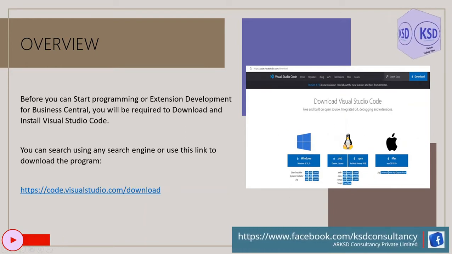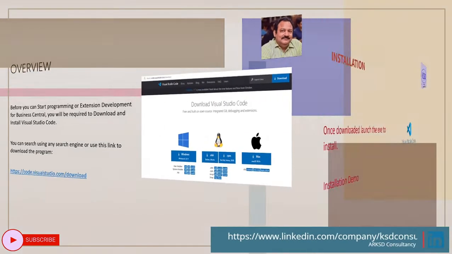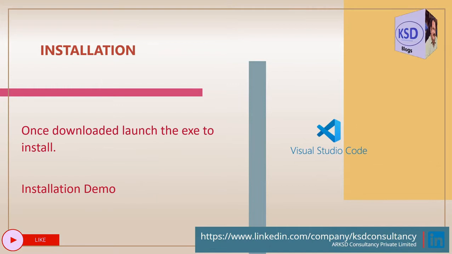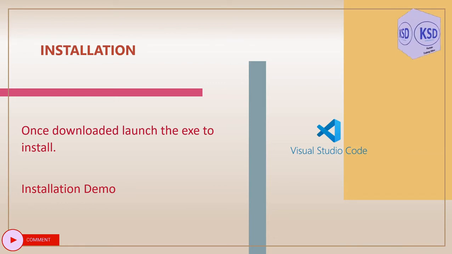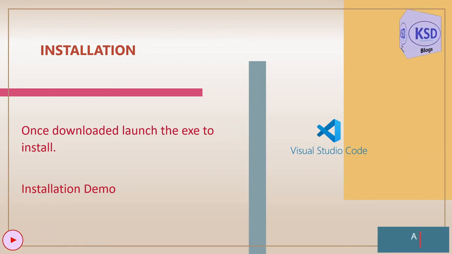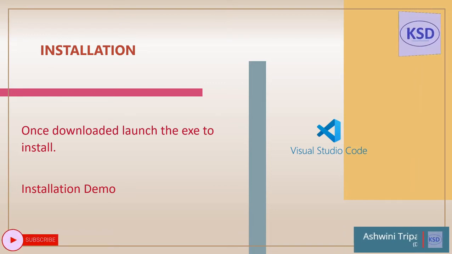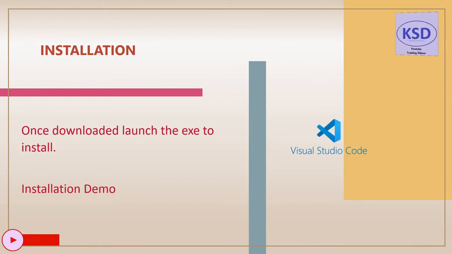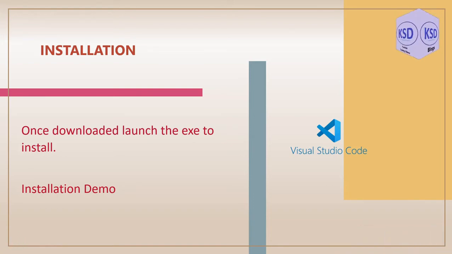Once you are done with the download, you will have to locate the downloaded file and start your installation. It's a very straightforward and simple installation. You have to just run the program and respond to the dialogues coming on screen. You have to just follow that screen. So let's have a quick demo on how we are going to install Visual Studio. So here we go.